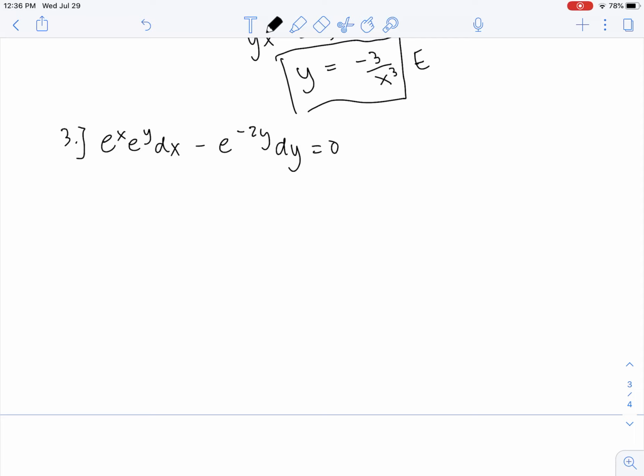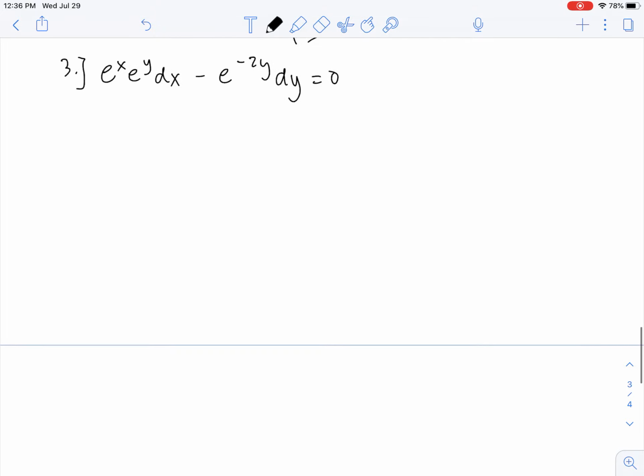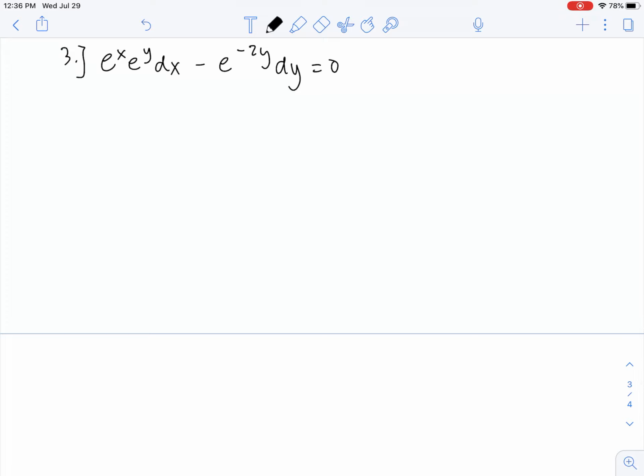Okay, so example number 3, e raised to x multiplied by e raised to y multiplied by dx minus e raised to negative 2y multiplied by dy is equal to 0. So, example number 3, wala siya gihatag na condition. So, therefore, ato lang pangitaon na solution kay katong general solution, katong na arbitrary constant.